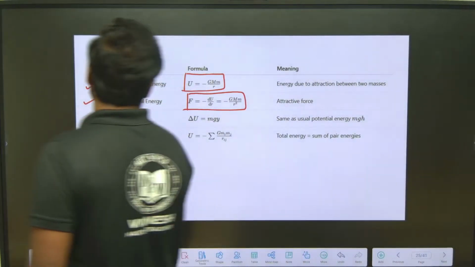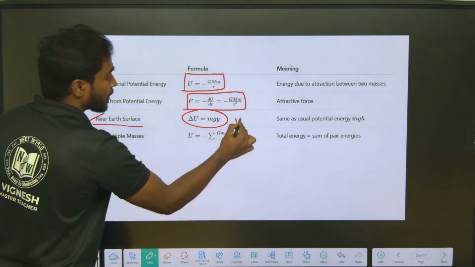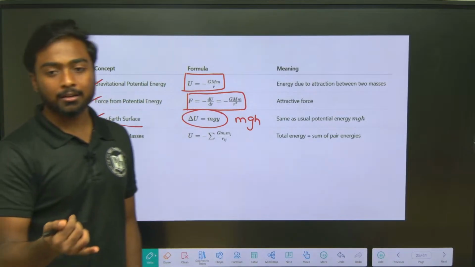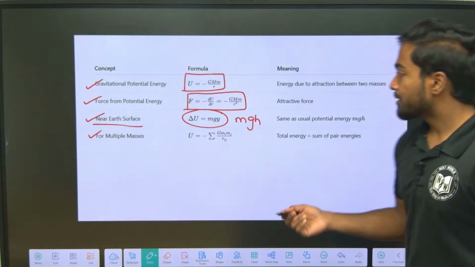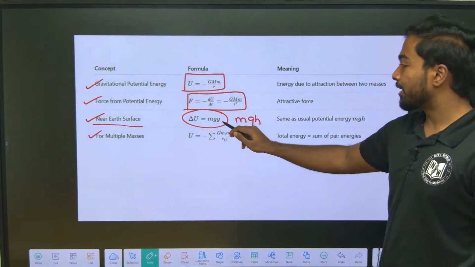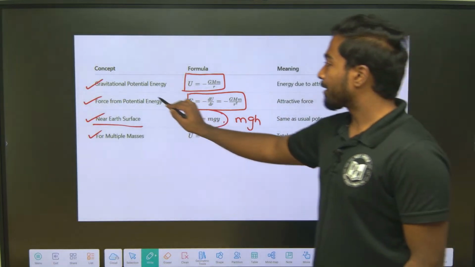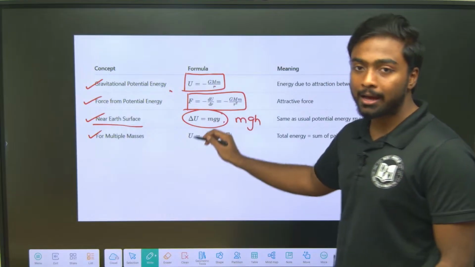When I talk about near the earth surface, the potential energy is mgh. We have talked about this potential energy and kinetic energy in work, power and energy. There we talked about the potential energy on the earth surface, which is mgh, and the normal gravitational potential energy formula is U equals minus GMm by R.